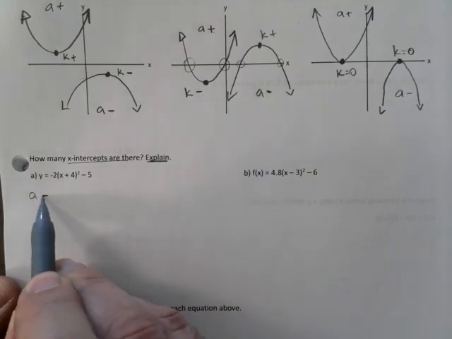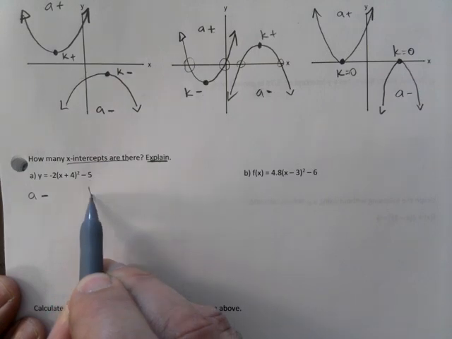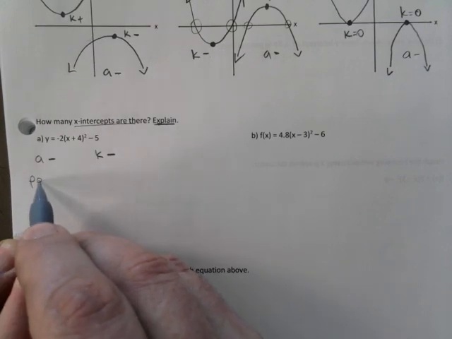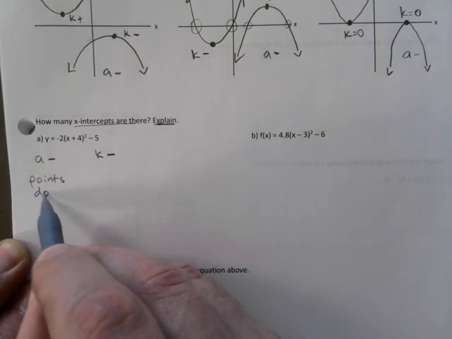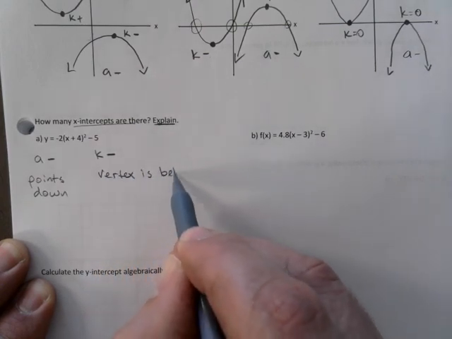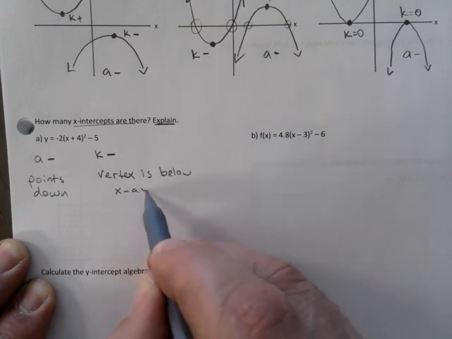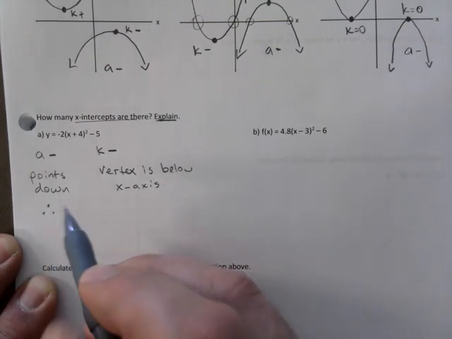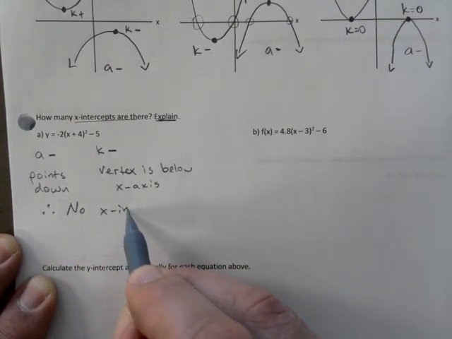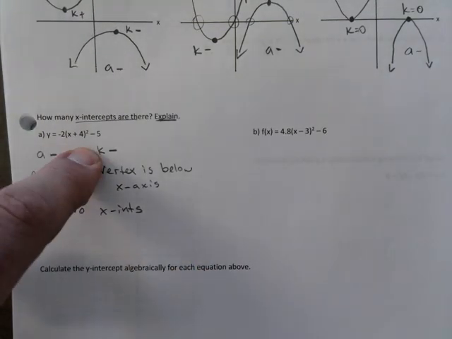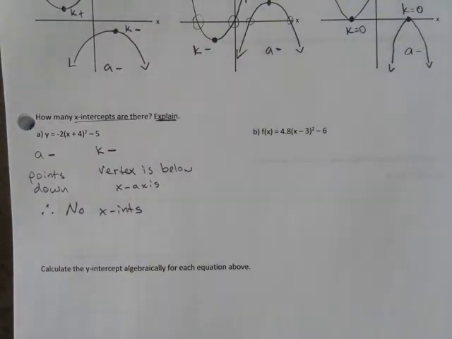Okay, so I'll say this. A is negative. K is negative. Right? Points down. Vertex is below x-axis. Therefore, no x-intercepts. I hope that makes sense. It's pointing down and we're below the x-axis. Ain't gonna happen, right? It's not gonna happen. I don't even need to graph this thing and know it, right?